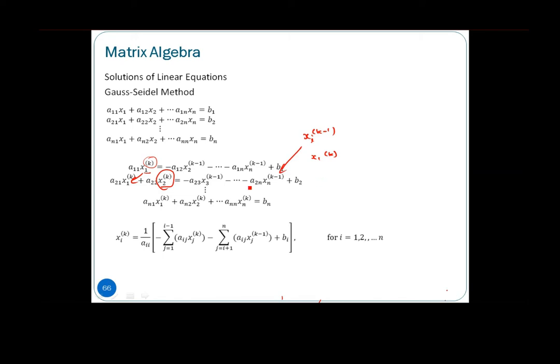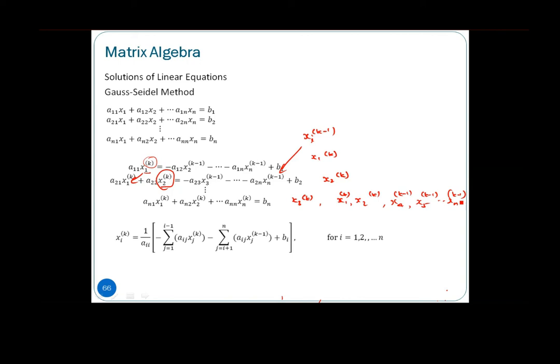So now, after the second equation, you have an x2 of the k iterations. To calculate x3 at iteration k, I can use my x1, x2 of the k iterations plus x4, x5 until xn from my previous iteration, k minus 1, because they haven't been calculated yet. So what it means here is that Gauss-Seidel basically considers all the current values of your x that have been calculated for the iteration it is using.